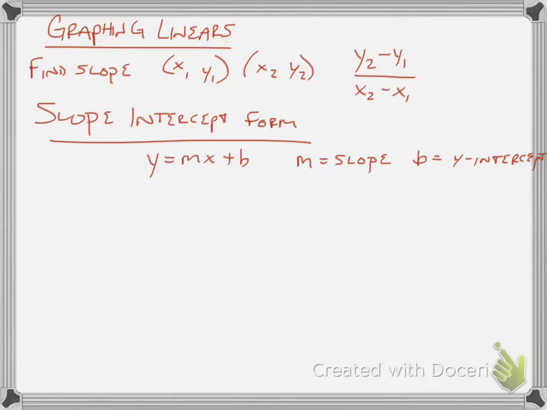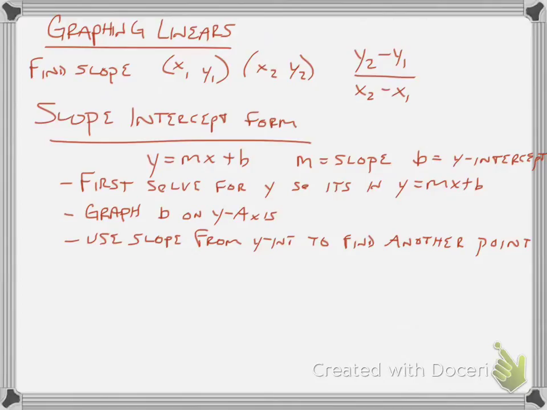Now to graph it, you first have to get it into slope-intercept form, so you've got to solve for y. You graph the b on the y-axis because that's the y-intercept. Use the slope from the y-intercept. You start at the y-intercept and use the slope to find another point.